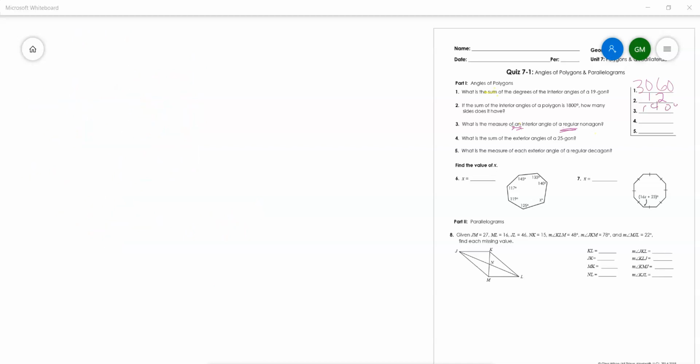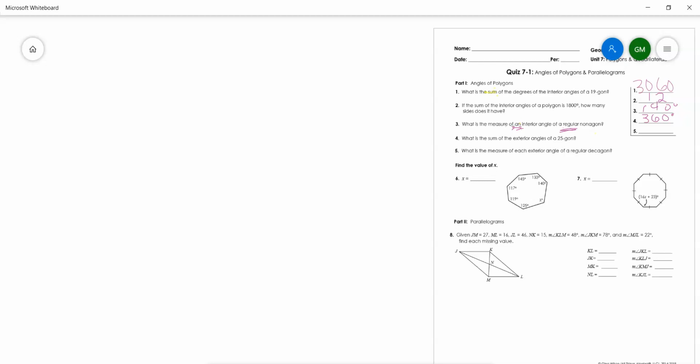All right, so for number 4, it asks, what is the sum of exterior angles of a 25-sided figure? Guys, this one was a general knowledge question. The answer is 360 no matter what. So the answer to this one is 360 degrees. Every single one of them was 360 degrees.